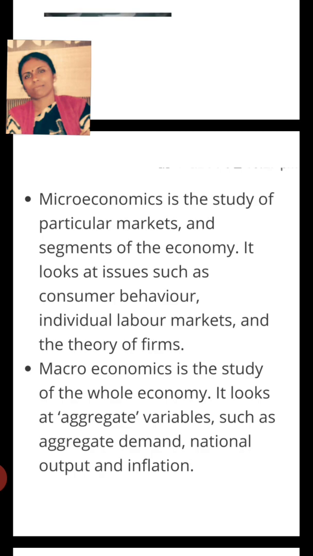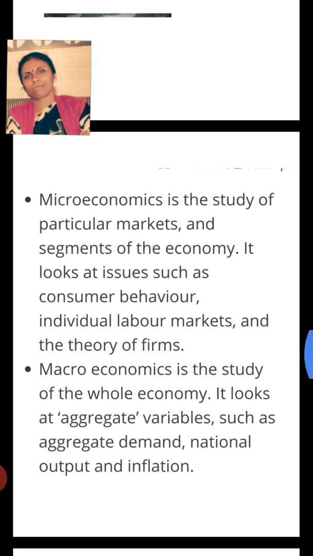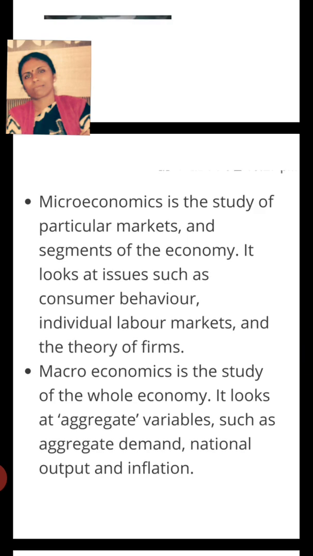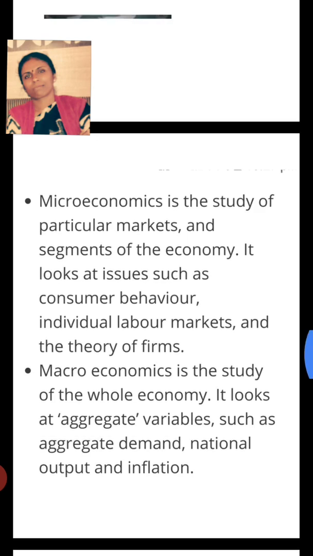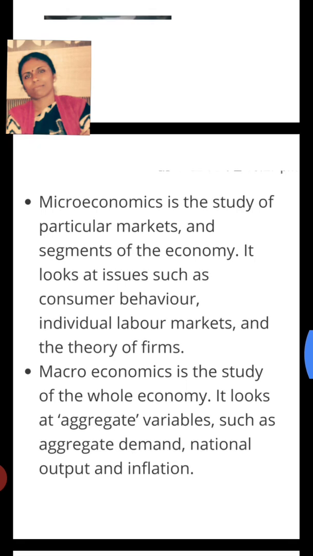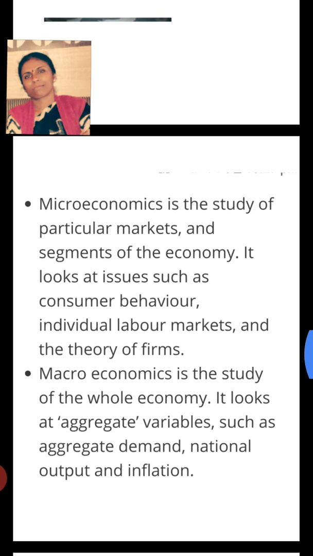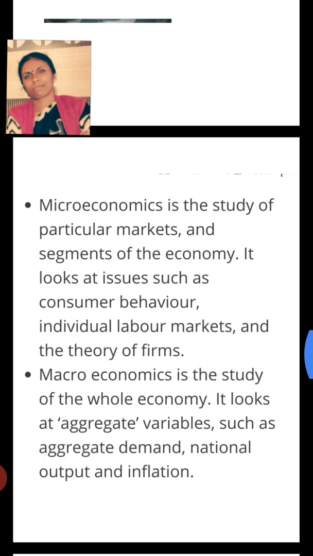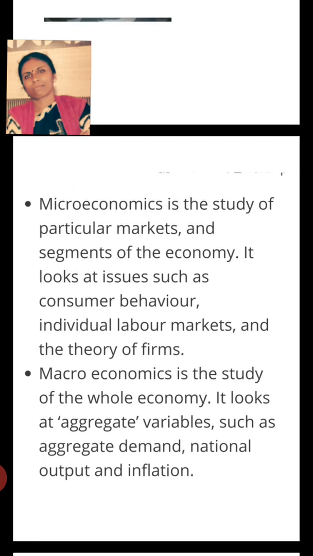So, by studying all these micro elements, it is very easy to frame policies and plans for the economic development of the nation. And come to the second very interesting part, that is macroeconomics. What do you mean by macroeconomics? Yes, it is the study of the whole economy. It looks at aggregate variables, aggregate demand, national income, national output, inflation, etc.